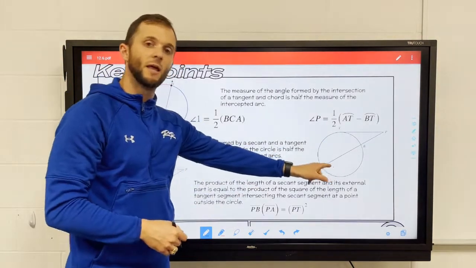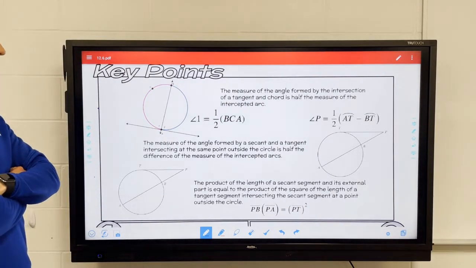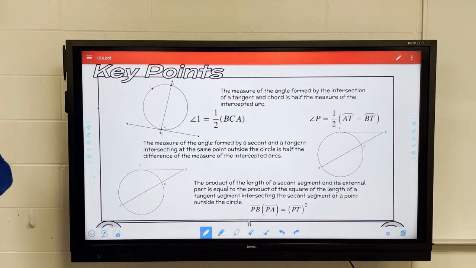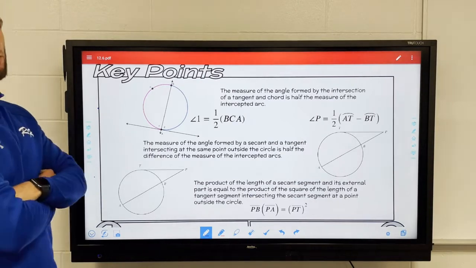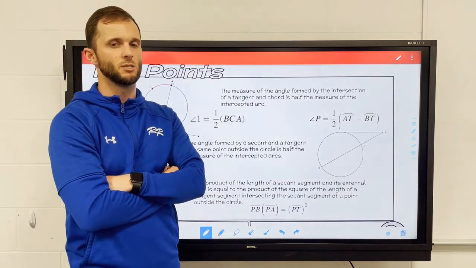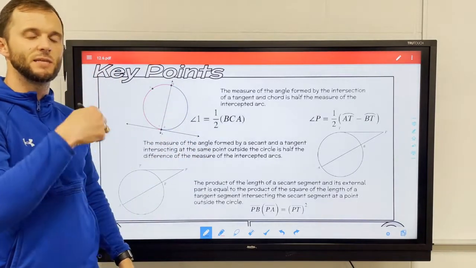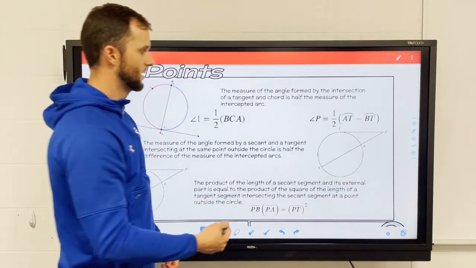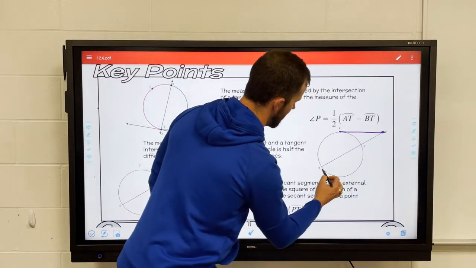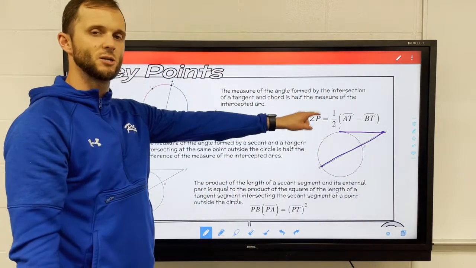All right, so now let's look at our next example here, our next key point. It says the measure of an angle formed by a secant line and a tangent intersecting at the same point outside the circle is half the difference of the measure of the intercepted arcs. So it's going to be just like we did on the last example whenever we were doing tangents. If you have two lines meeting outside the circle, you basically take the difference of its intercepted arcs and take half of it. So right now, I have a tangent line meeting out at P, and I have a secant line going through the circle going out to P as well. So those two are actually meeting out there.